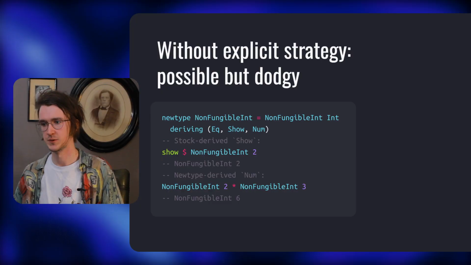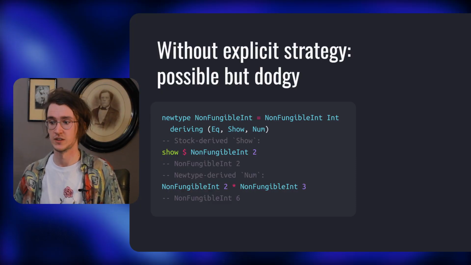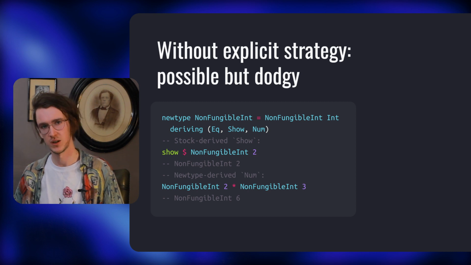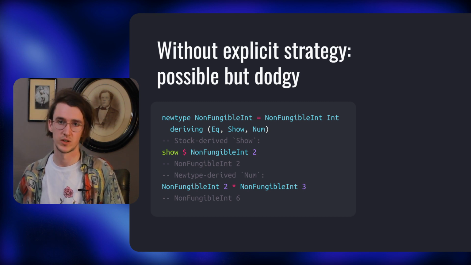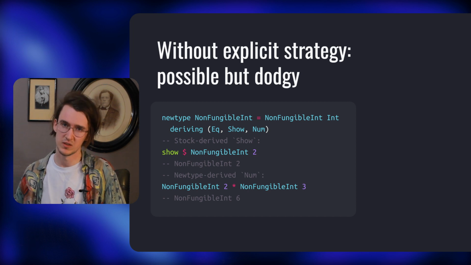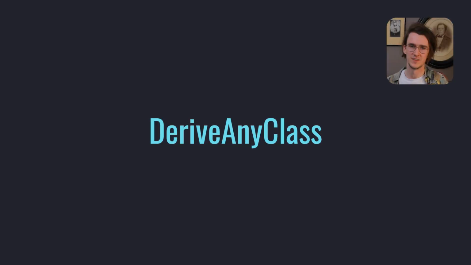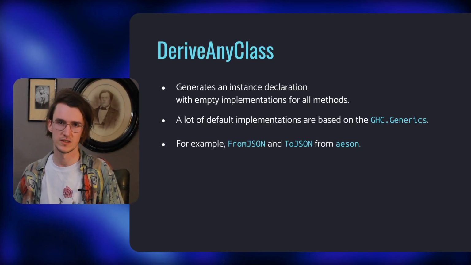For example, if we try to derive an instance for the Int newtype without an explicit strategy, we get a stock derive for Show, as we can see from the usage, but a newtype derive for Num. This can be confusing and not expected. When we derive a type class using DeriveAnyClass, GHC generates an instance declaration with an empty implementation for all the methods. It's convenient if the instances can rely on the default definitions of methods.